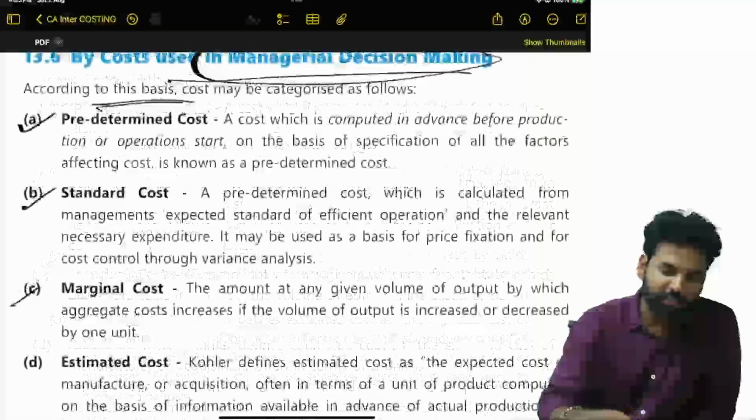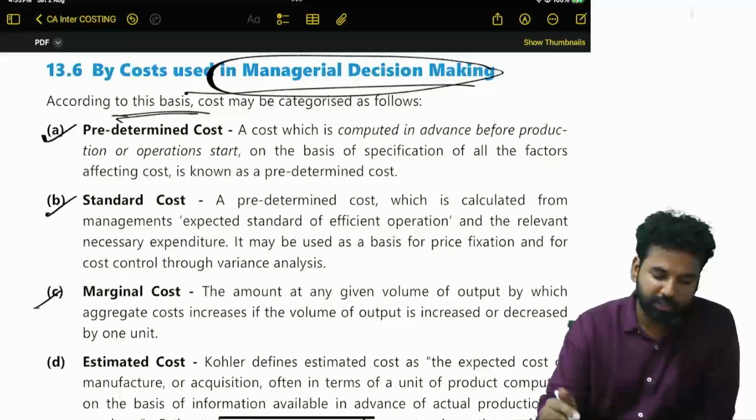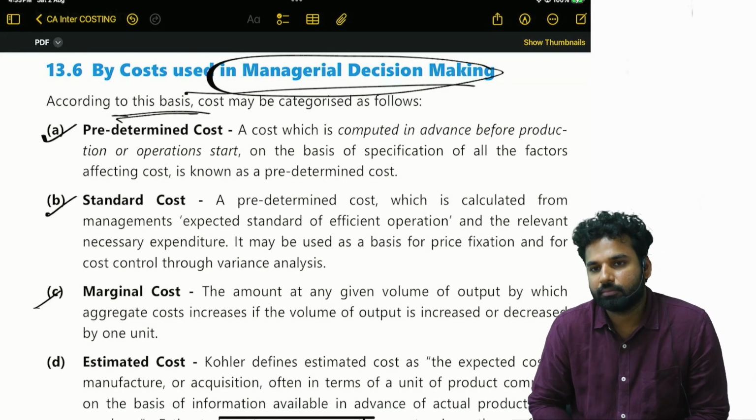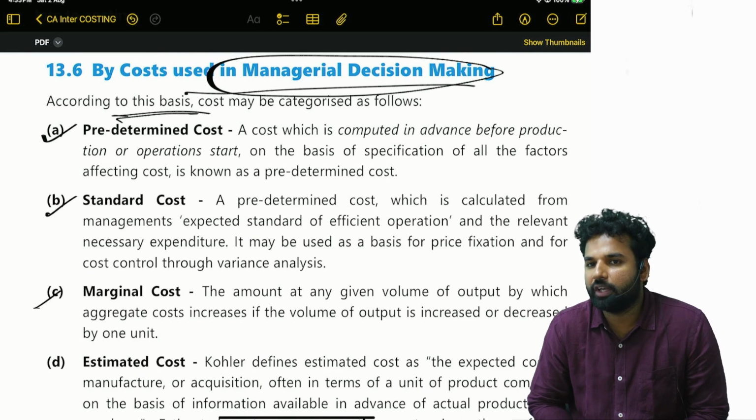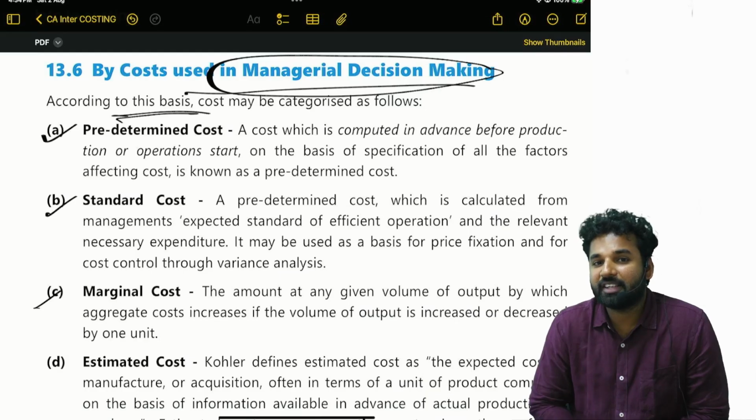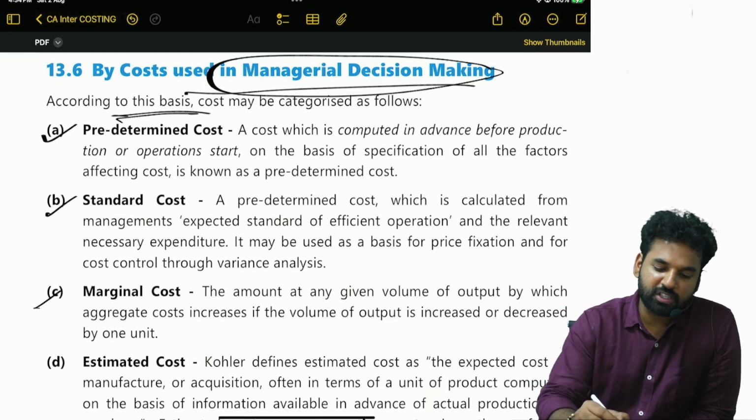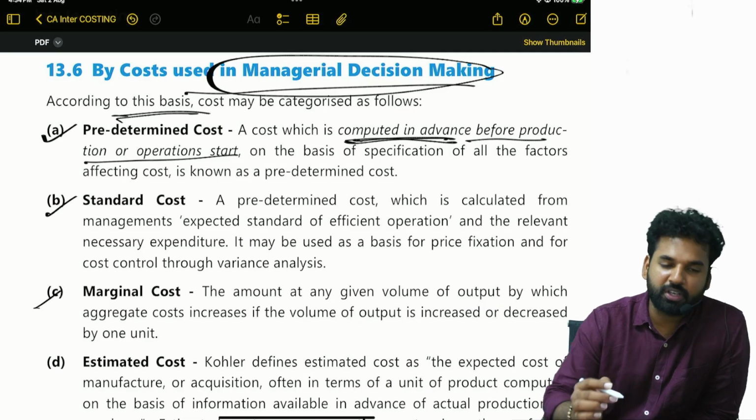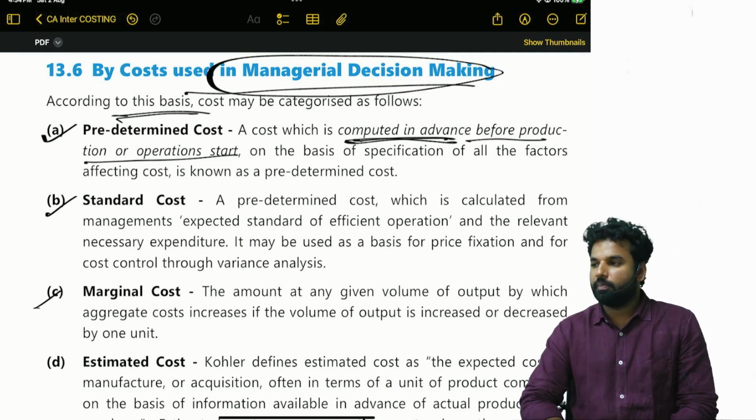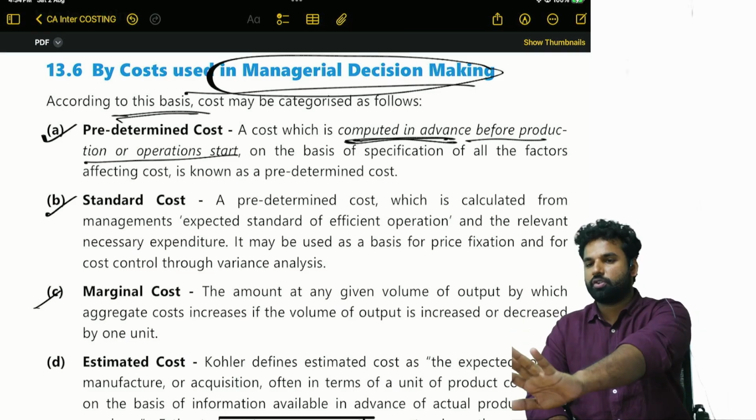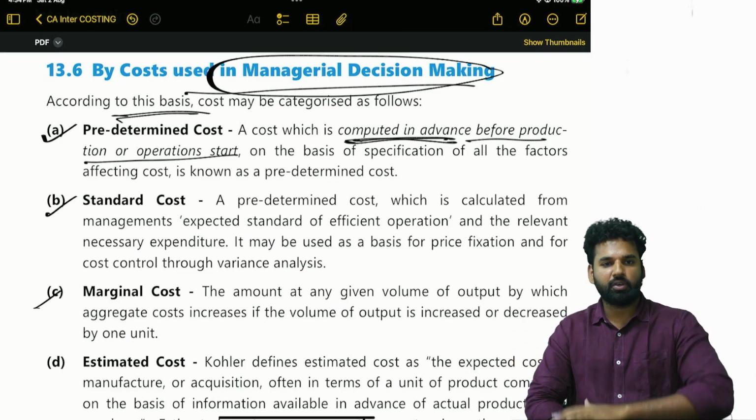What is a predetermined cost? It is fixed earlier. Before incurring the cost, we are fixing an amount. It is an estimate. It is a cost computed in advance before production or operation starts. It is not ascertainment of cost; it is fixing and estimating the cost.